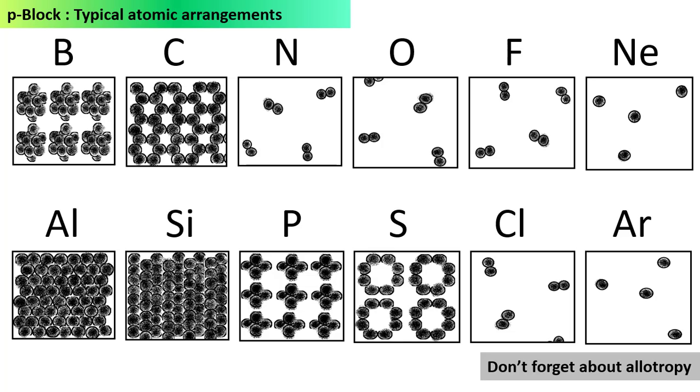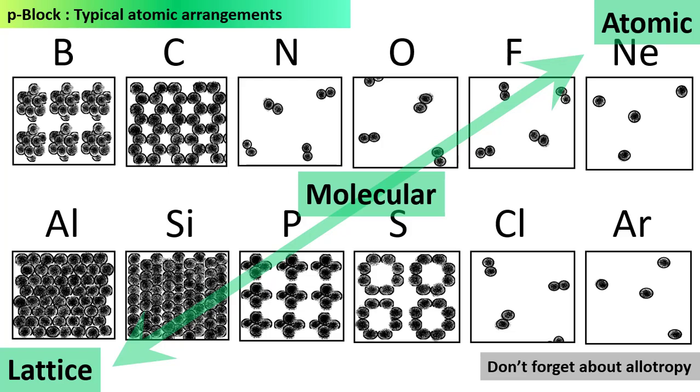Chlorine, well, that's like fluorine, a diatomic gas. And argon, that's like neon. It doesn't stick to anything much, especially not itself, and so that's a monatomic gas. The take home here is that metals need to have this dense, close-packed structure, and as we move across the main group, we see a transition to more open and more molecular structures.